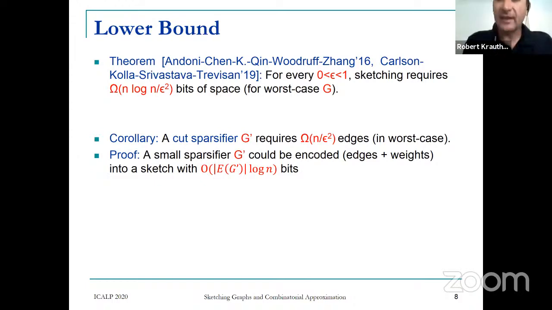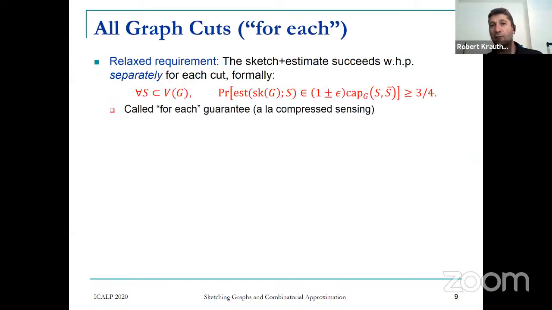So this seems like an answer, closing the question. But then we came up in the same paper with an alternative approach for these cuts. This alternative approach says, maybe it's enough to look at a relaxed requirement. You sketch the graph, then you make a query. Maybe it's okay to be correct with high probability. I wrote here 3/4. It could be 90%. It's easy to amplify by standard arguments, like repeating order log n times and taking the median. But this is a probabilistic guarantee.